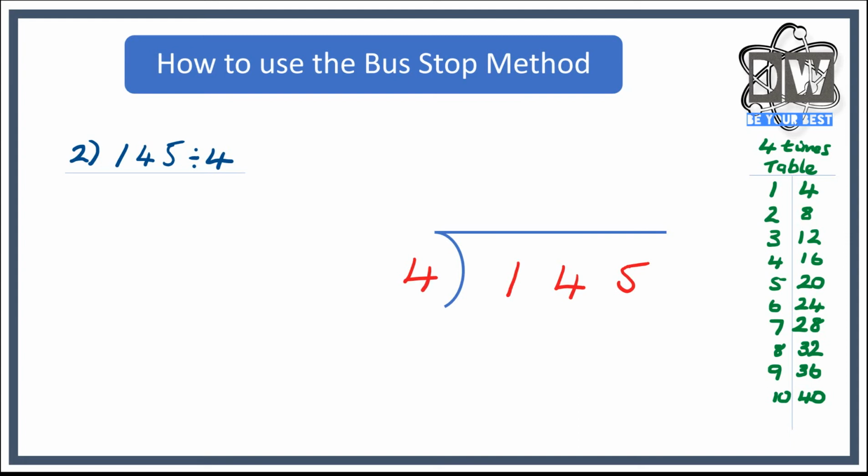So how many 4s do we have in 1? Well, we don't, do we? So we put a 0. So 4 times 0 is 0. So I've got a remainder of 1 that needs to move over.